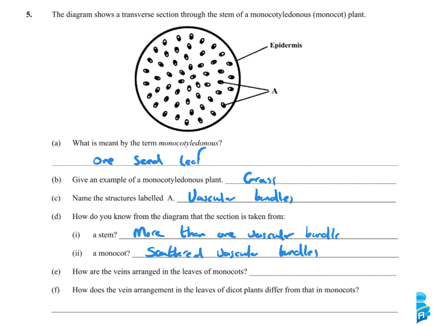How are the veins arranged in the leaves of monocots? So if you think back to the grass being an example, we have parallel veins. We mentioned that a couple of minutes ago. And how does the vein arrangement in the leaves of dicot plants differ from that in the monocots? So it's more branched in dicots. So it's not parallel, it's more branched.